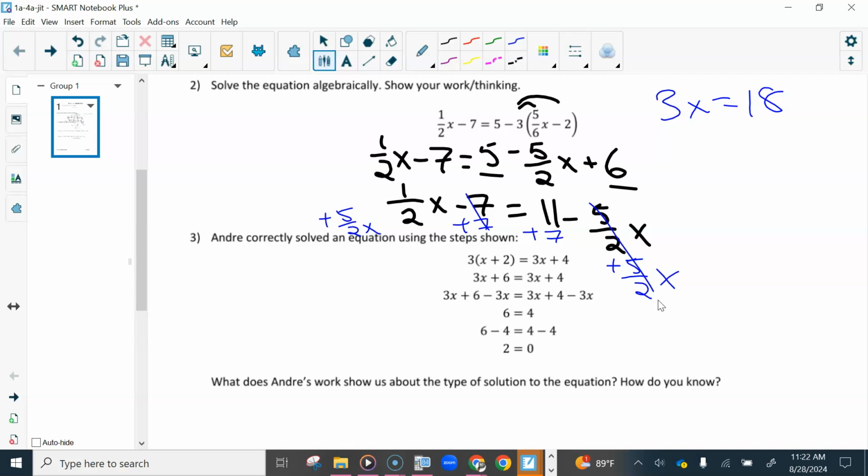So we would have had 3x on the left and 18 on the right, and then divide both sides by 3. So you get 6 as our final answer.